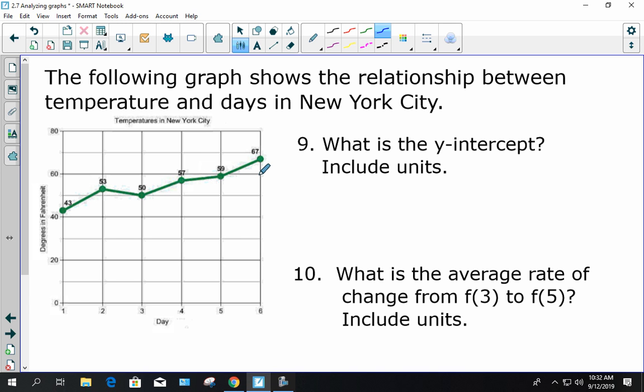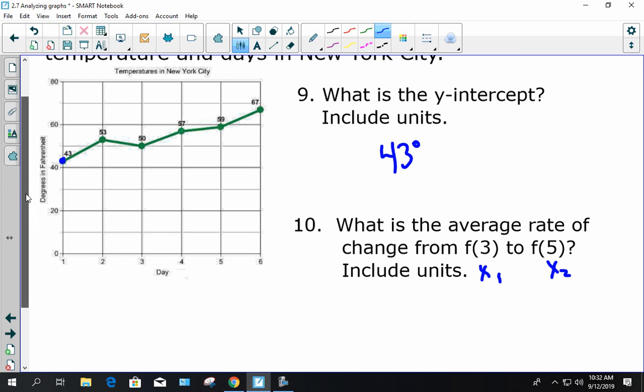Okay, here we go. What is the y-intercept? 43 what? You can just say 43 degrees. You don't say Fahrenheit. What is the average rate of change from f of 3 to f of 5? So f of 3 is x1, f of 5 is x2. Your x value is what? What is the x value on this chart? Days, yes. So f of 3 goes with 50.